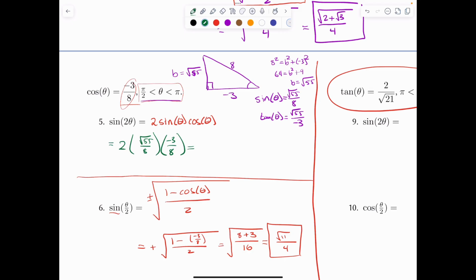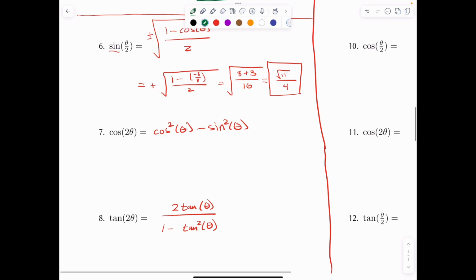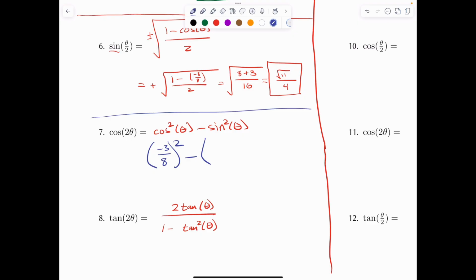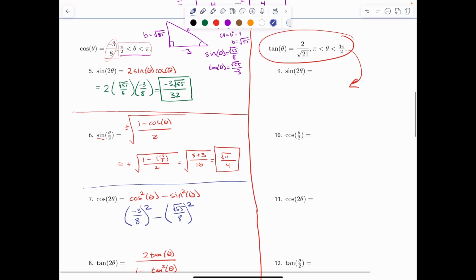which in our case, let's see, 8 times 8 is 64. Let's see, this can be 32 here. That's going to be good. All right, let's do this one. So this will be negative 3/8 squared minus radical 55 over 8 squared. Just to review, radical 55 over 8 was the computed value of sine. Cosine was given to me.